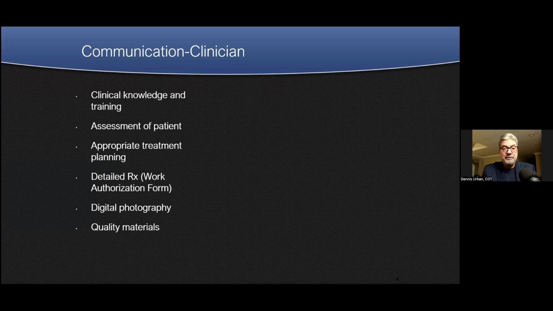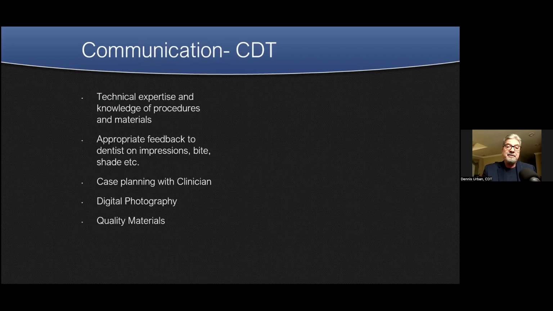And the main thing too, we want to use quality materials and the right materials. And on communication from us, the certified dental technician in the laboratory, the clinician depends on our technical expertise, knowledge of procedures and materials, and the appropriate feedback to the dentist on impressions, bites, and shades. And we own a case plan with the clinician. We want to share digital photography and, of course, again, quality materials.